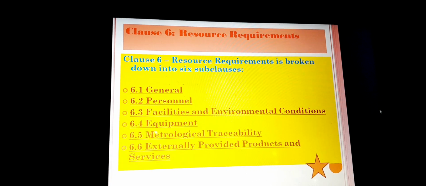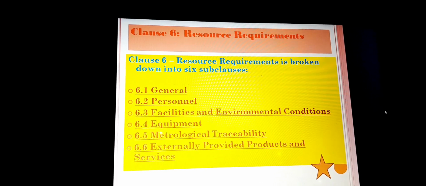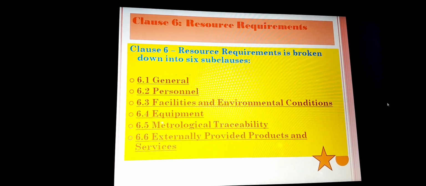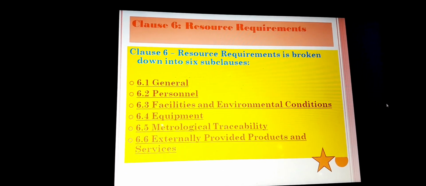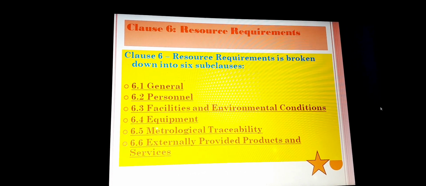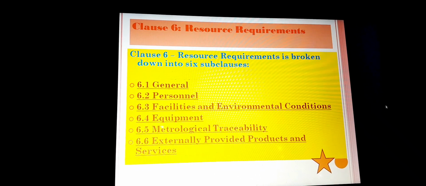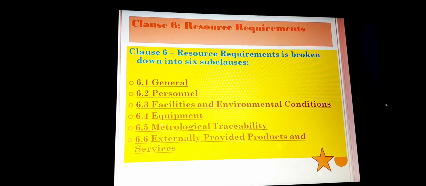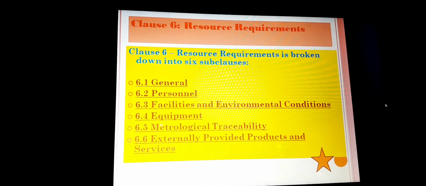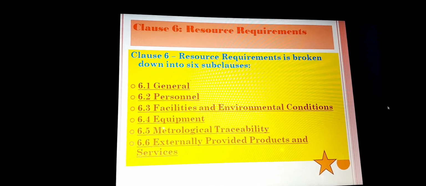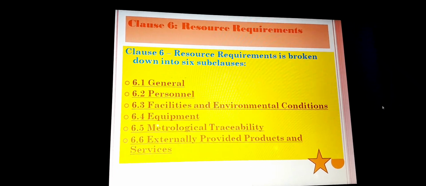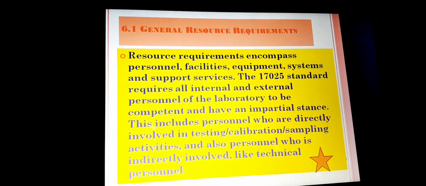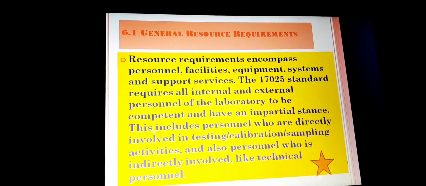Next we will discuss clause 6, resource requirement. Clause 6 is broken down into 6 sub-clauses. 6.1 is general, 6.2 is personnel, 6.3 is facilities and environmental conditions, 6.4 equipment, 6.5 metrological traceability, 6.6 externally provided products and services. So one by one we will discuss. First we will discuss 6.1, general resource requirement.